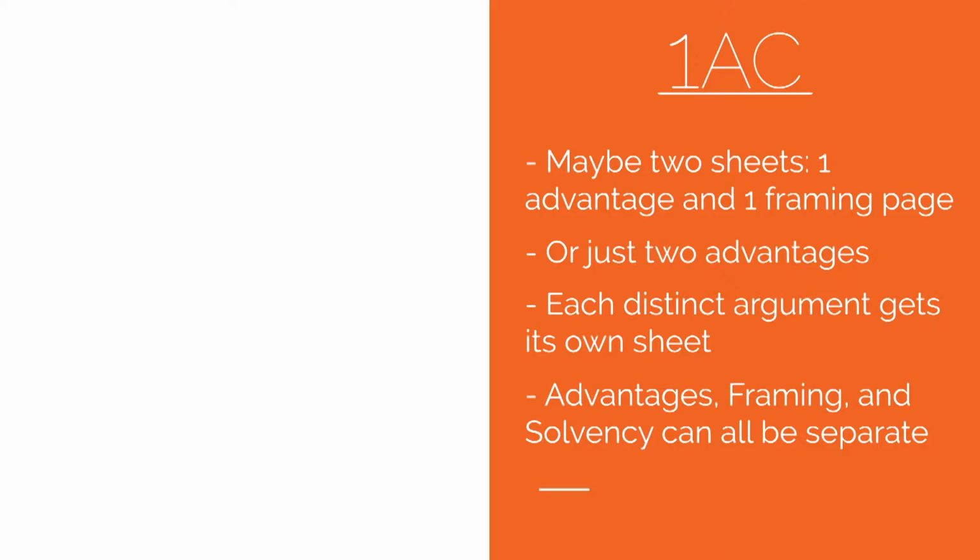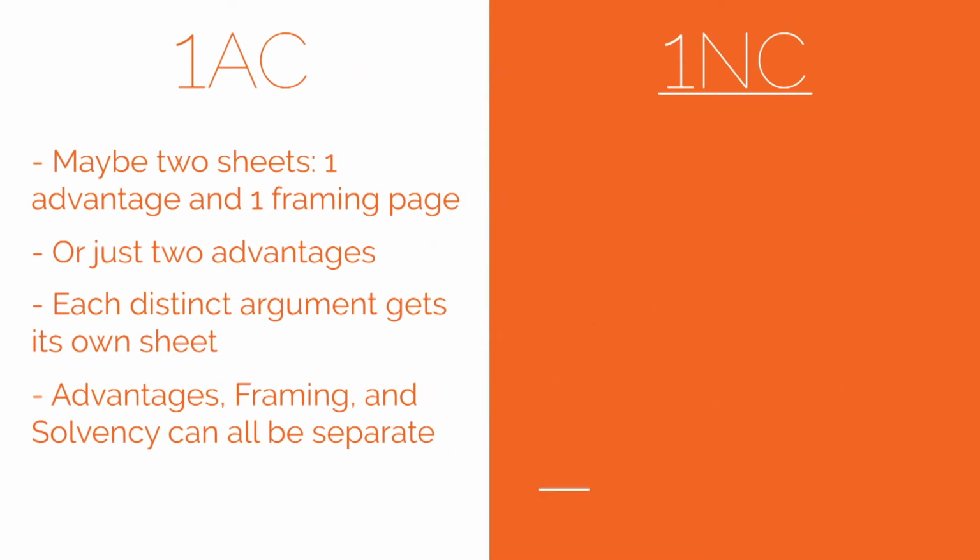In the negative's first speech, the 1NC, they introduce some new sheets as well, and those are called off-case positions. You can check out some of our other videos explaining what those are. But each new off-case position that the negative introduces, things like counterplans, disadvantages, topicality, critiques, each of these gets its own sheet of paper because this is the first time that anyone within the debate has been talking about it.